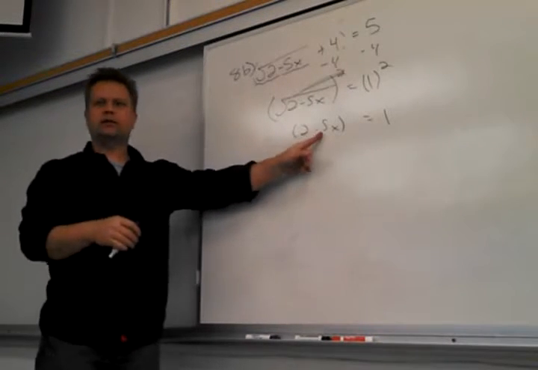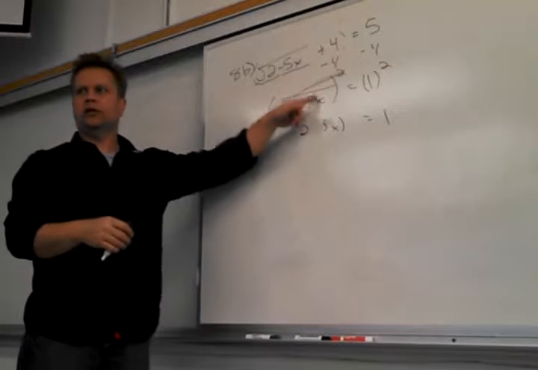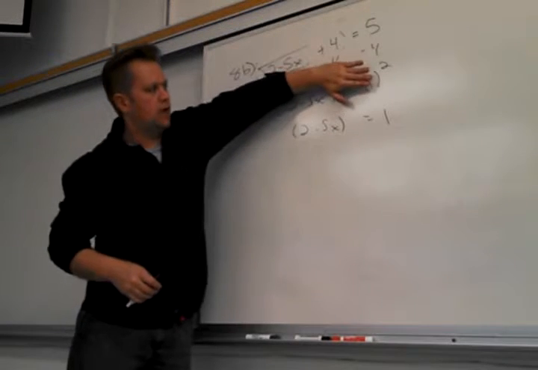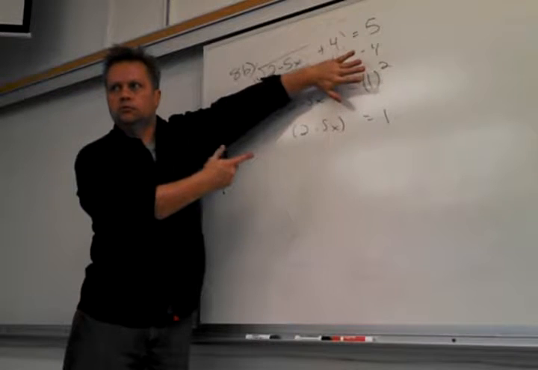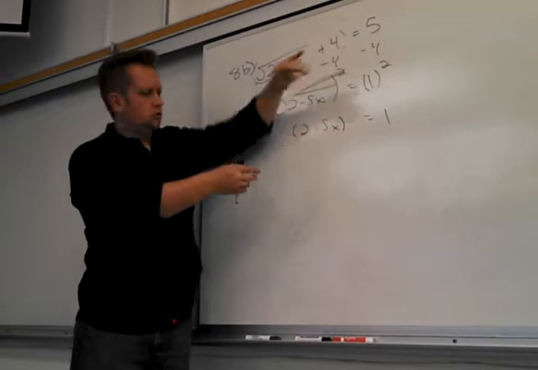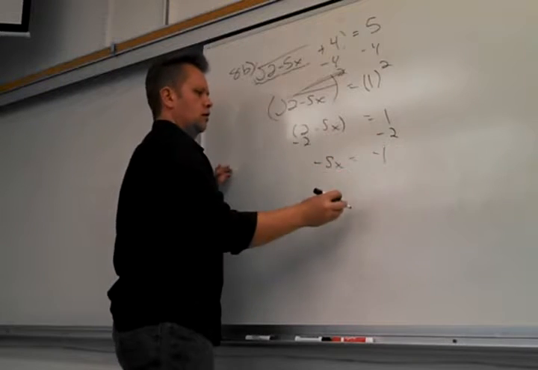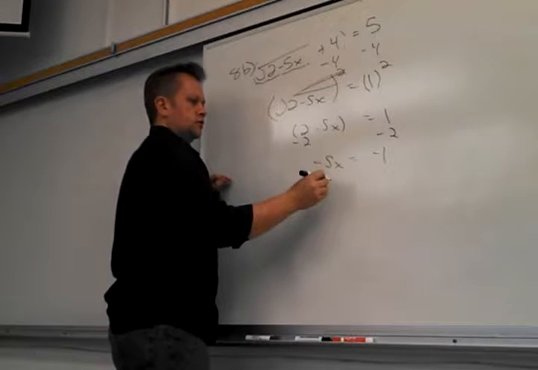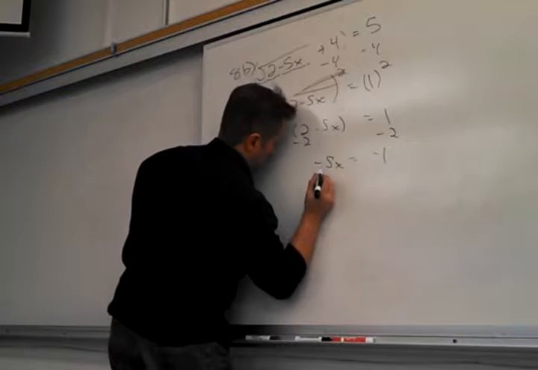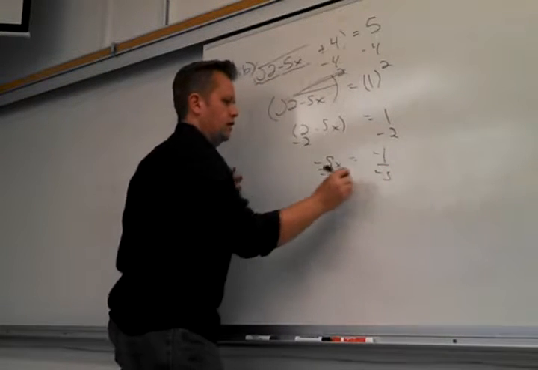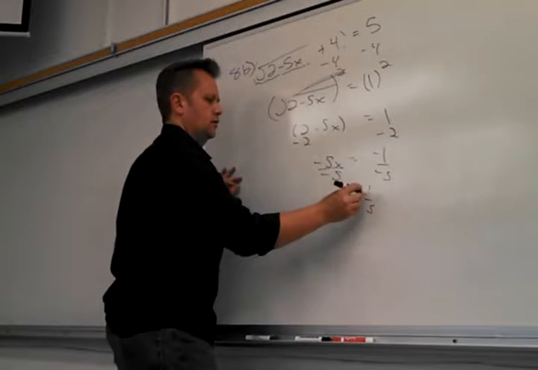Sometimes students don't realize how easy it is now because your brain is still thinking about the weird stuff. But cover that. You're there. That's easy. What do you do? Subtract 2. Negative 5x equals negative 1. Divide by negative 5. x is 1/5.